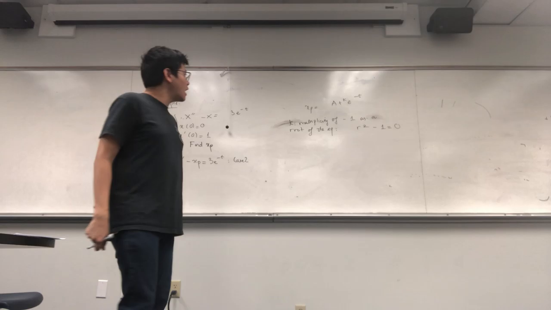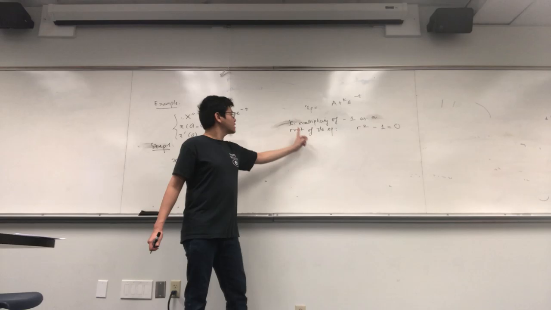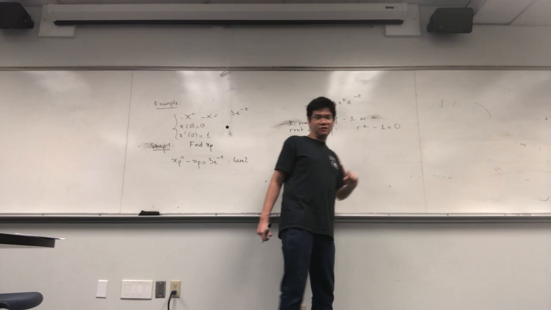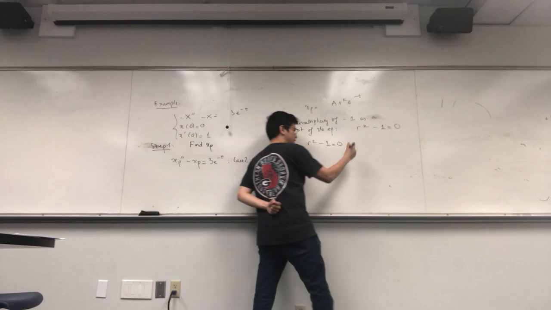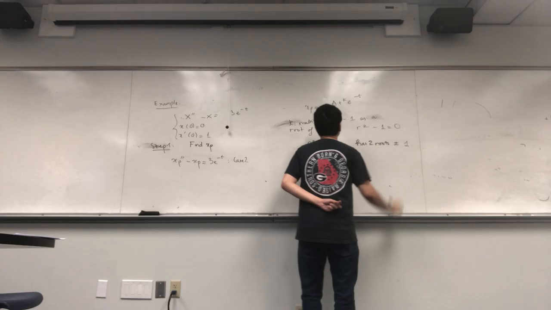So xp will be a t to the k e to the power minus t. K will be the multiplicity of this minus 1 as a solution of the characteristic equation, all right? So in this case, what is the value of k? Yes? 1. So this equation has two roots, plus or minus 1.